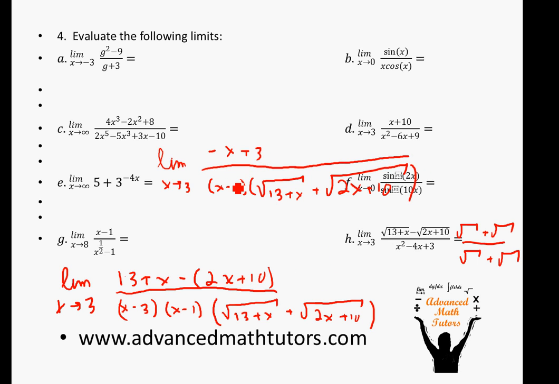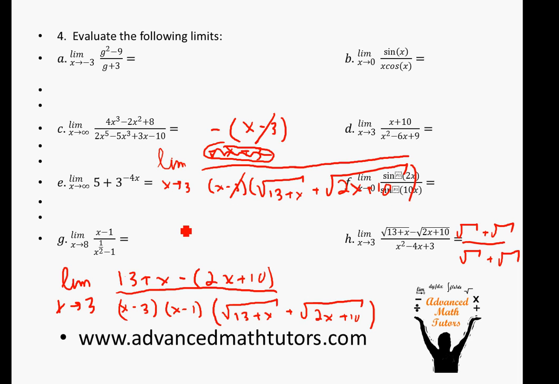But negative x plus 3 doesn't cancel with this yet. We need to factor out a negative. So this top part, I'm going to factor out a negative, and I'm going to get negative x minus 3. And that is going to cancel. Negative x minus 3, so this isn't here anymore. This and this are going to cancel. So we're left with negative over these two square roots. And x is going to 3.